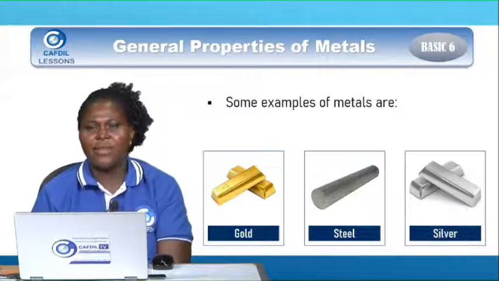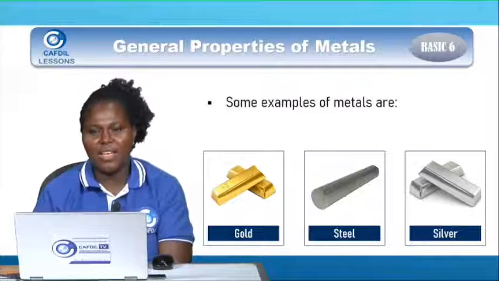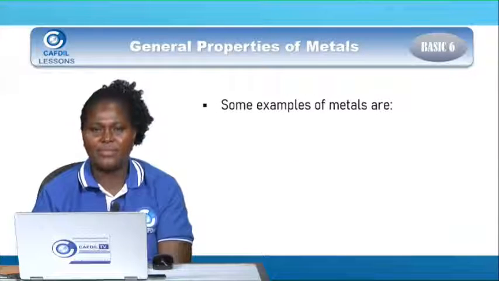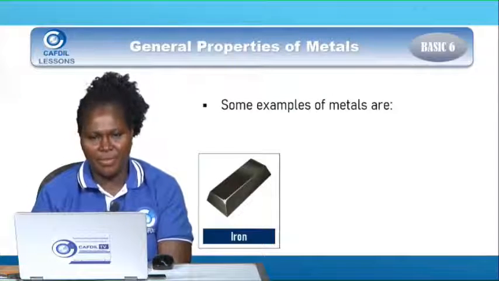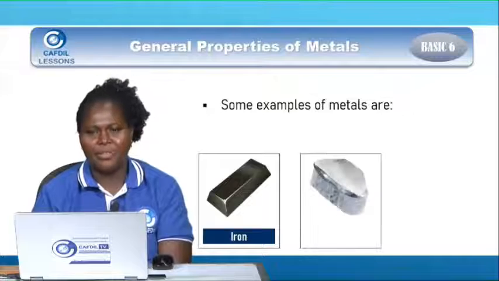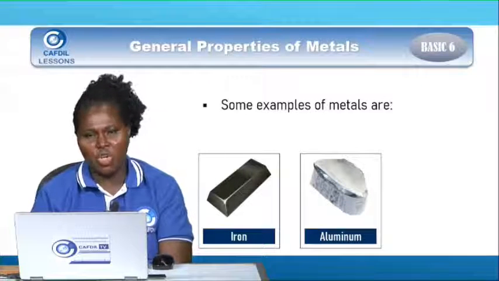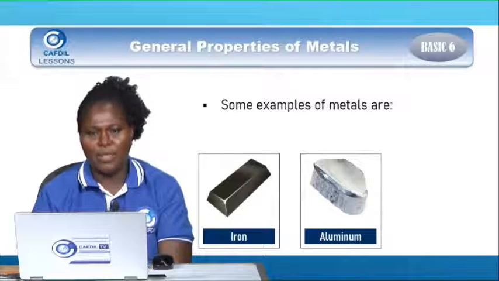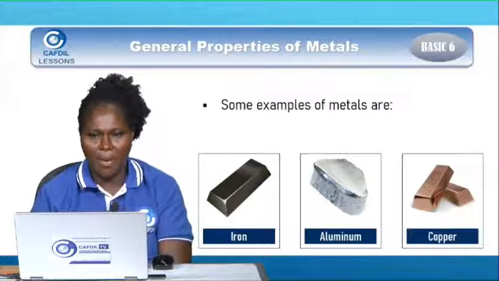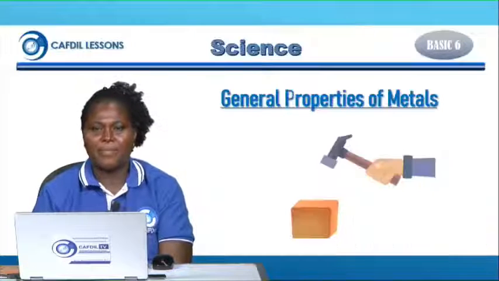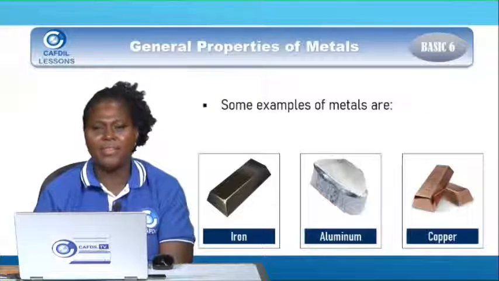3. We have silver. Silver is also a metal. And we have iron. And we have aluminium, also a metal. And then copper.